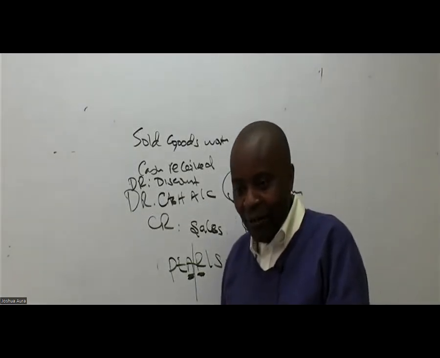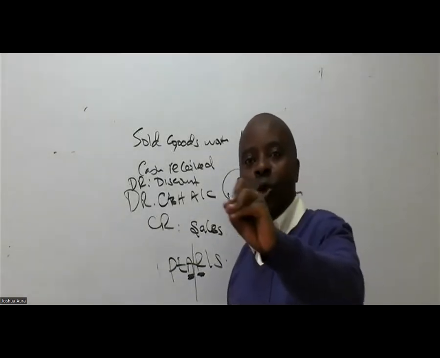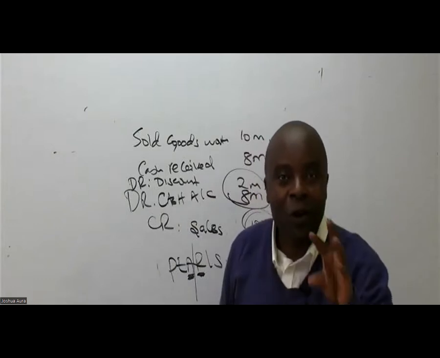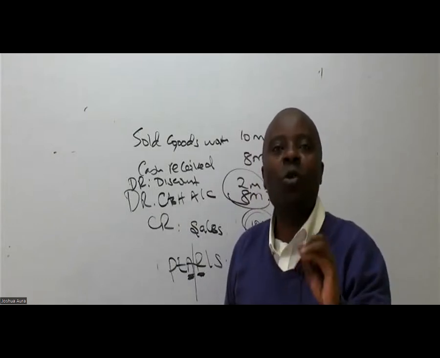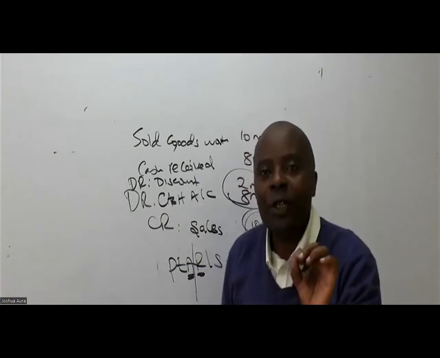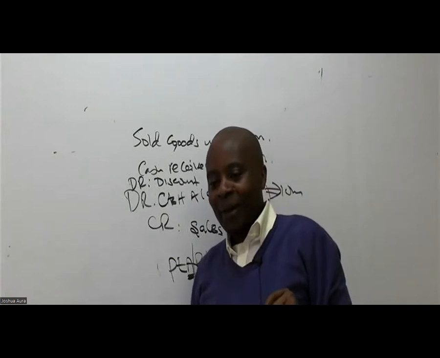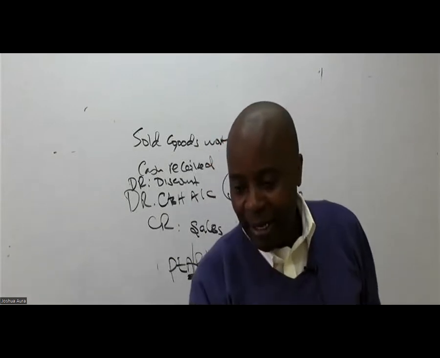Debit and the credit must balance. The total debit and the total credit must balance. If they don't balance, we normally create what we call a suspense account. And once you have a suspense account, then correction of errors must be done.